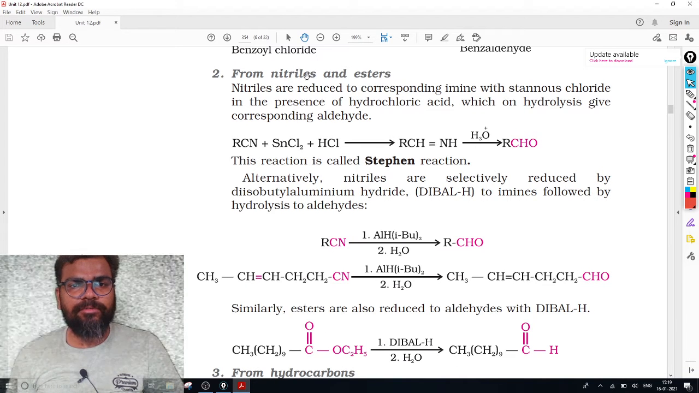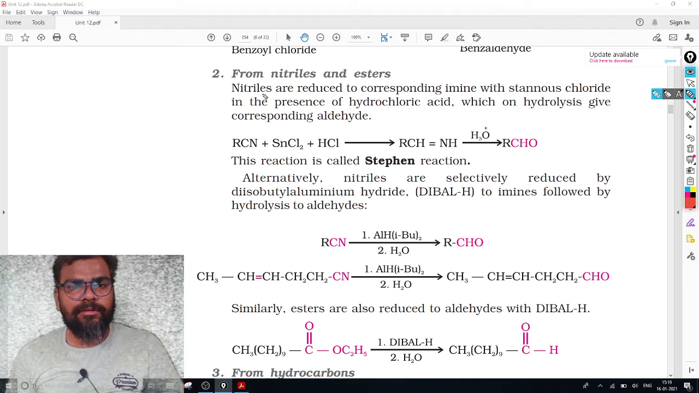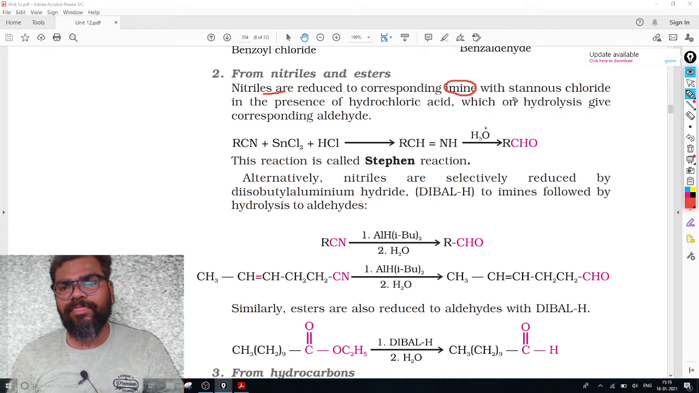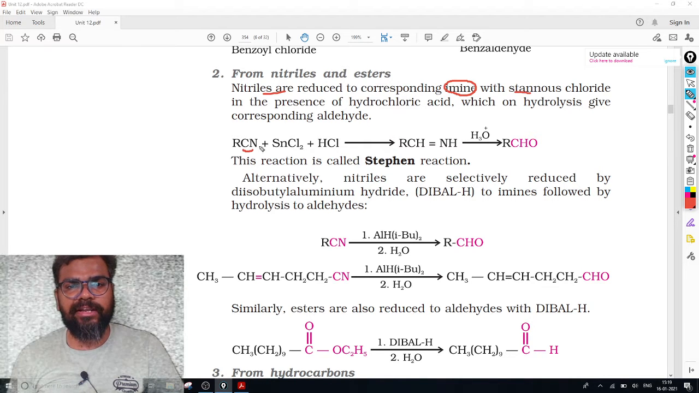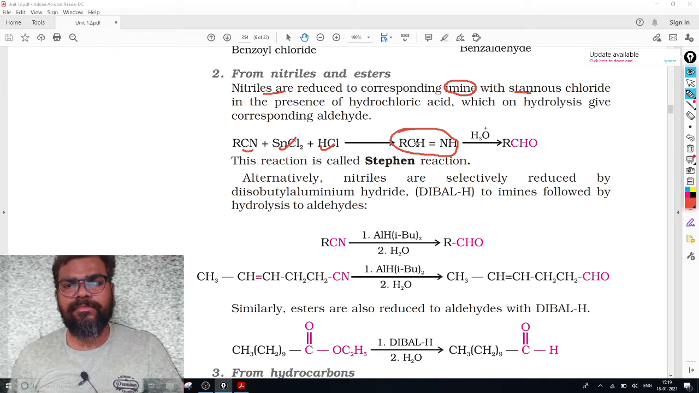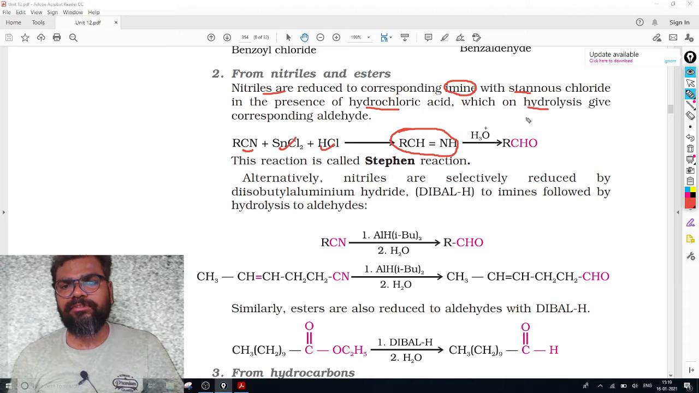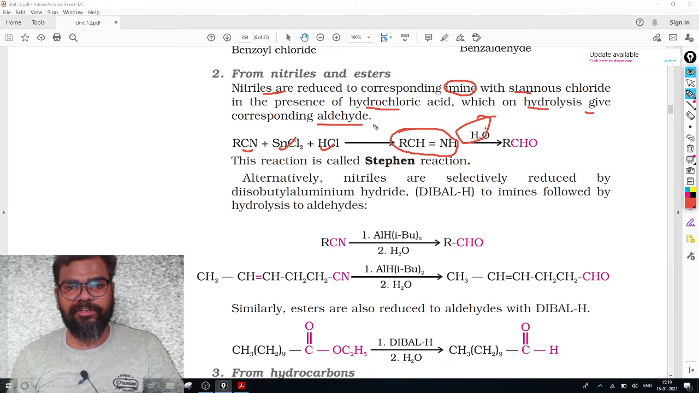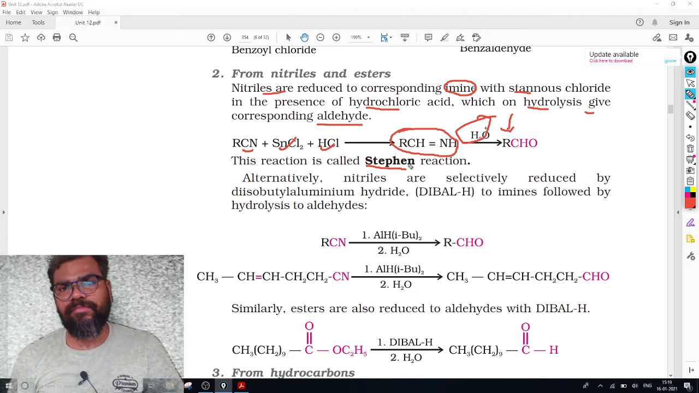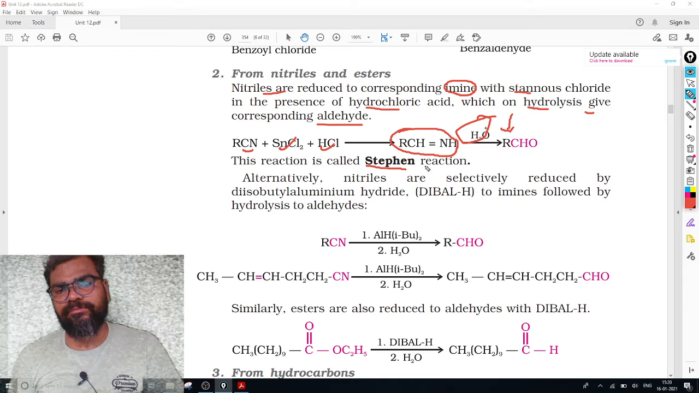Now the next one, from nitriles and esters. Nitriles are first reduced to the corresponding imine with stannous chloride. So let us take the nitrile, stannous chloride, HCl, and we will get the imine, in the presence of hydrochloric acid, which on hydrolysis gives us the corresponding aldehyde, that is RCHO. This reaction is called the Stephen reaction. So once again, first Rosenmund, then the second one, the Stephen reaction.